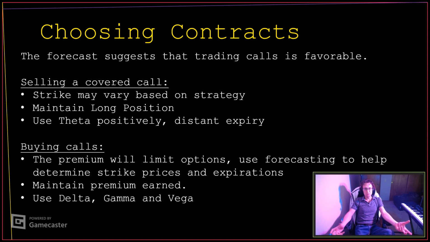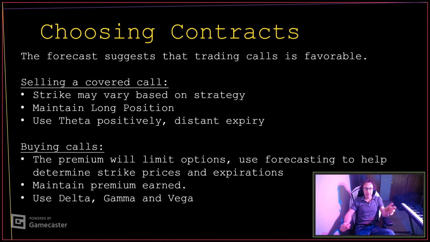So I'm going to have to use my forecast to help me identify the best places to compromise. Obviously, you don't want to buy deep out of the money calls. You don't want to buy calls that have really near expiries. And those are the two things I'm going to have to compromise on because of the limits due to premiums.